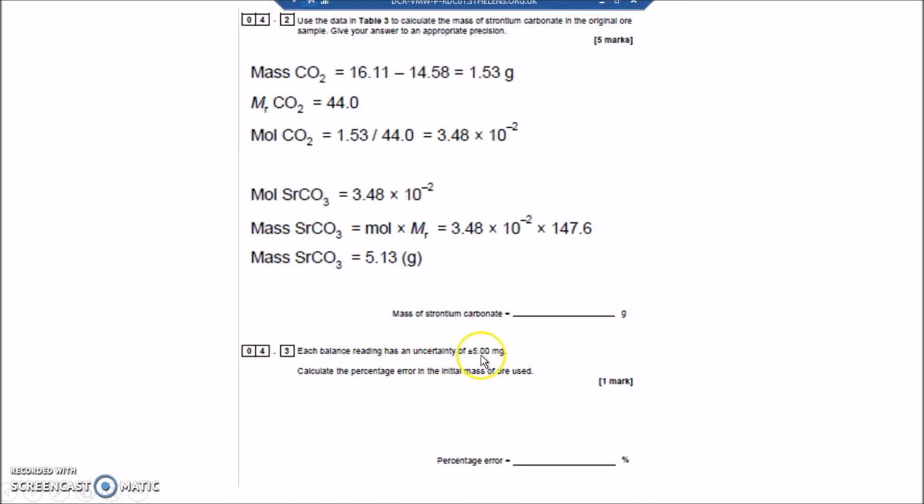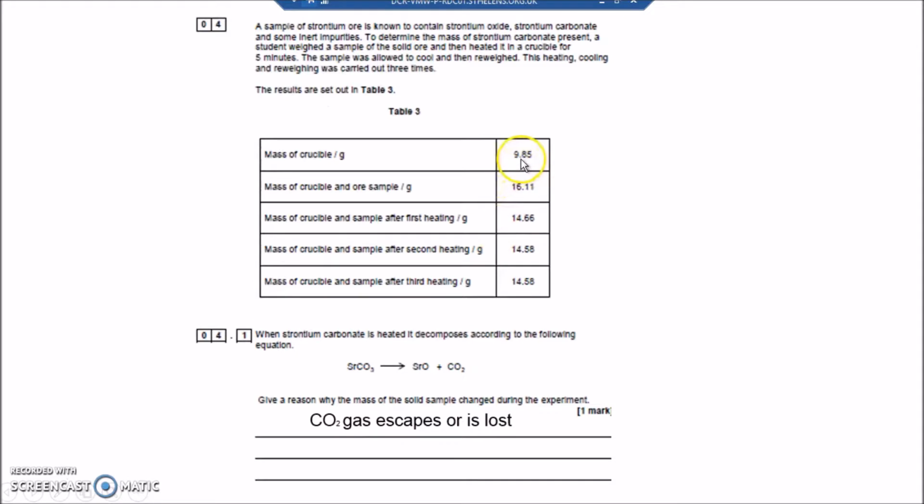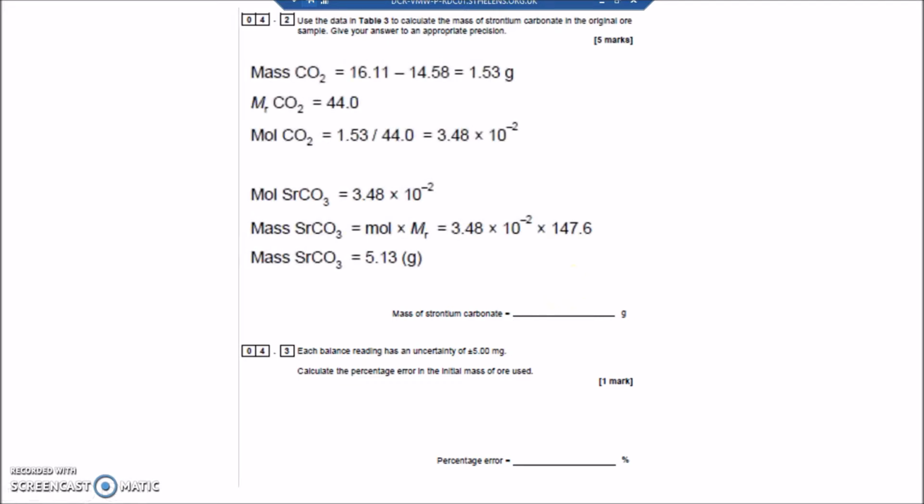Each balance reading has an uncertainty of 5.00 milligrams. Remember, to get a milligram into grams, because we're working in grams here, so let's get this into grams. To turn milligrams into grams, a small unit value into a large unit value, I divide by 1,000. So 5 divided by 1,000 is 0.005. But I have two balance readings, one at the beginning and one at the end, and I'm subtracting the two, one from each other.